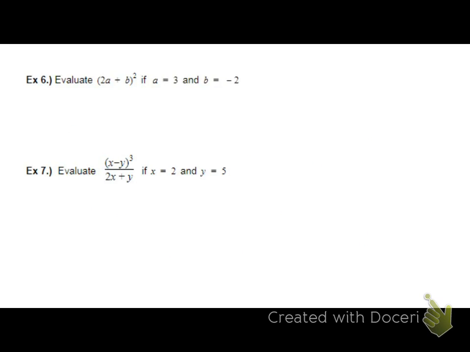All right, number 6. Evaluate the quantity 2a plus b squared if a is equal to 3 and b is equal to negative 2. The first thing we do when we evaluate, does anybody remember what it is? We did practice evaluating in this class back in August also, for those of you that were with us.